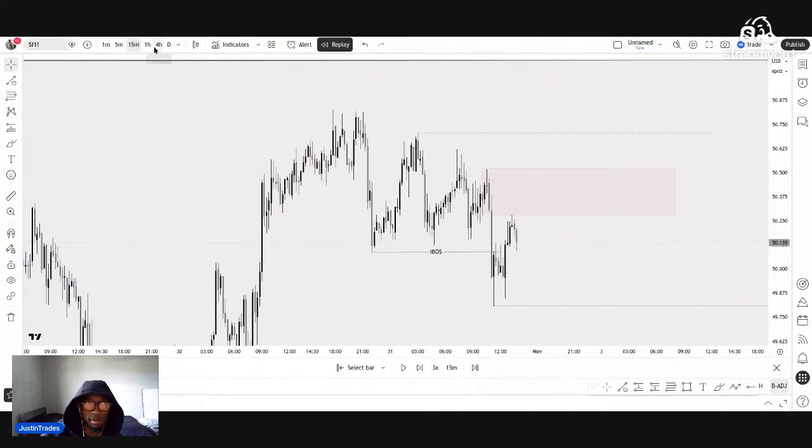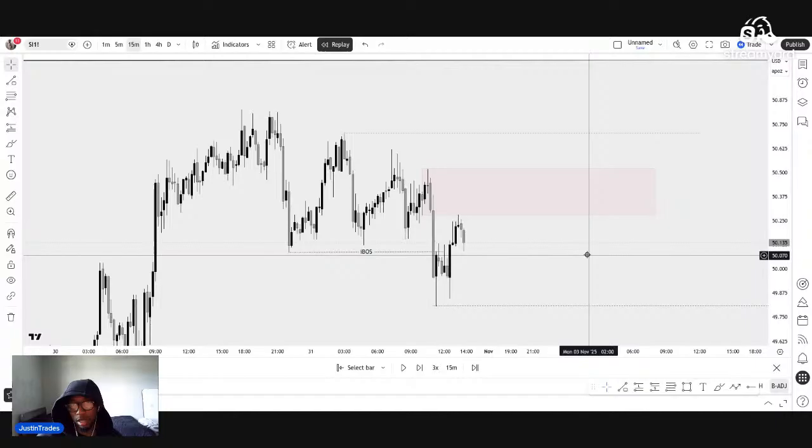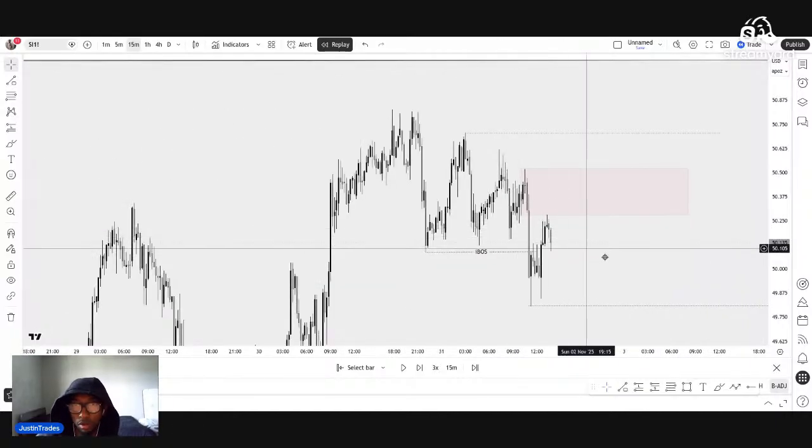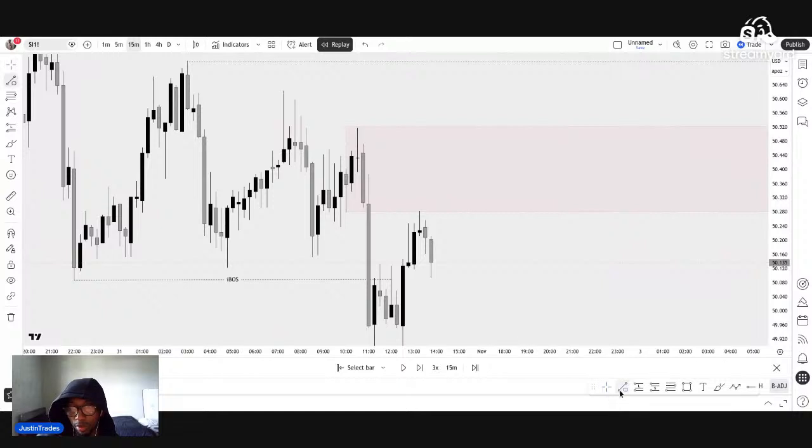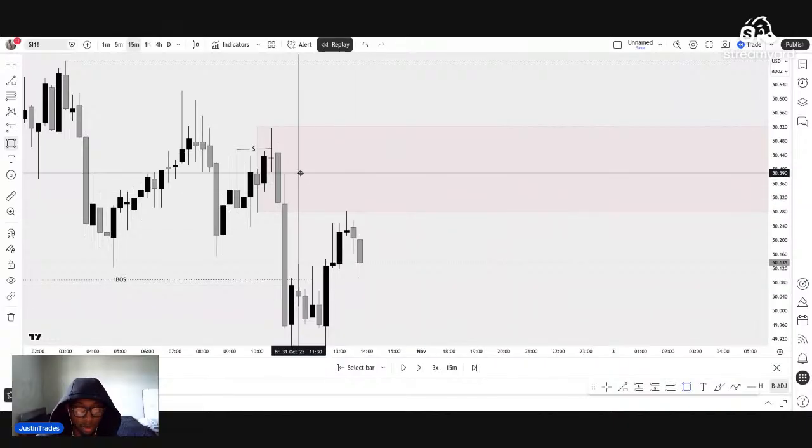1 hour is to really identify the cracks between the 4 hour and 15 minute. 5 minute is my entry time frame. My 1 minute is for sniper entries. So again, this is a supply zone of sub liquidity, price is in the premium area. Right. And honestly, I do expect to get stopped out.